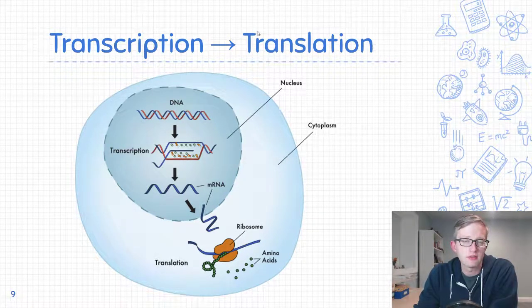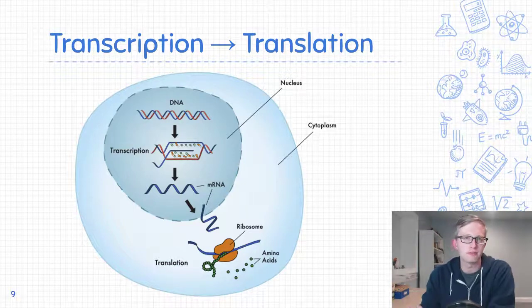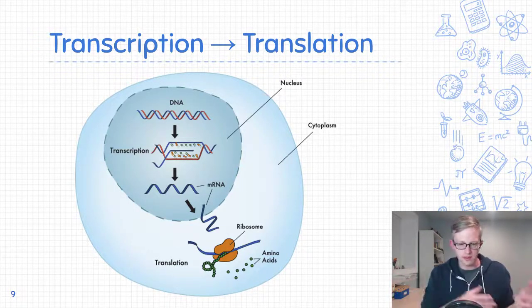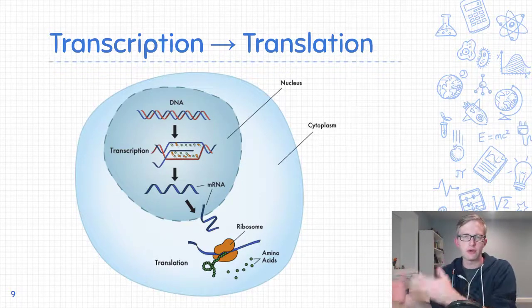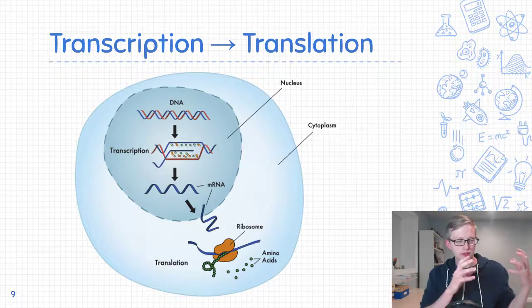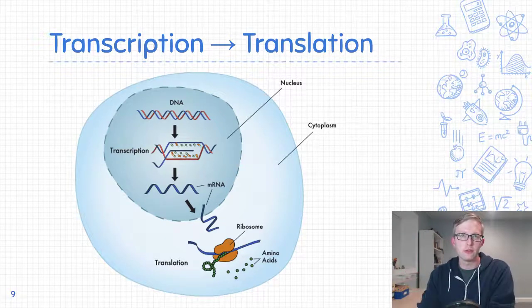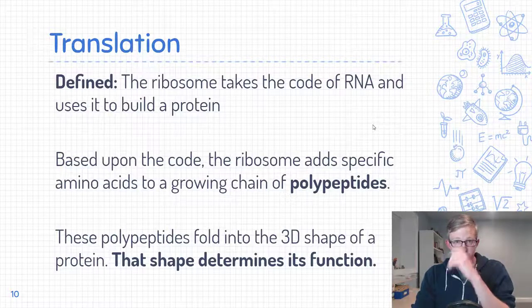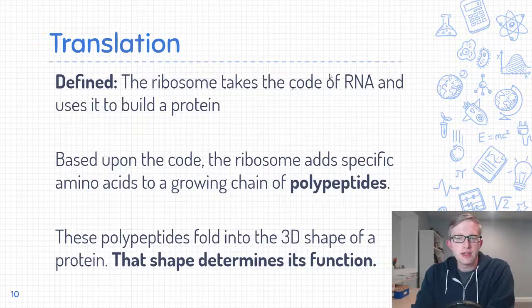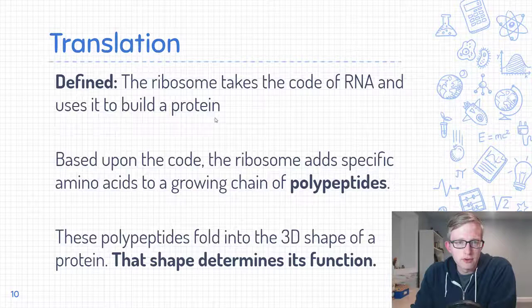And that process is called translation. So we transcribed it into RNA, and now we're going to translate that message and actually find meaning from it, right? Like the word translation means to take something and to put it into a different language or turn it into a different thing. So we're going to take this RNA and we're going to actually turn it into the building blocks of a protein. So translation is exactly that. It's the ribosome takes the code of RNA and uses it to build the protein.